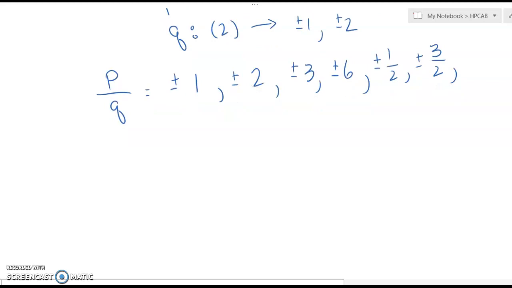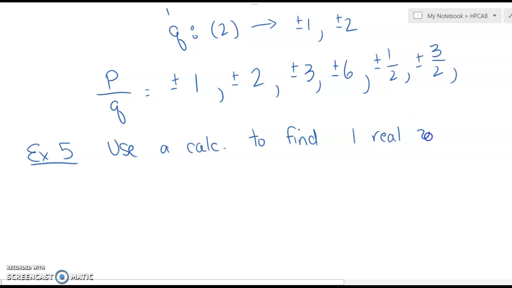And so from there, what you're going to do is, let's go to example 5. We'll do more with this. We're going to use a calculator to find one real zero. All right, because trying to figure out which one is an actual zero from that long list is kind of tedious. So we're going to find one real zero on our calculator from example 4, and then we're going to depress it by hand.